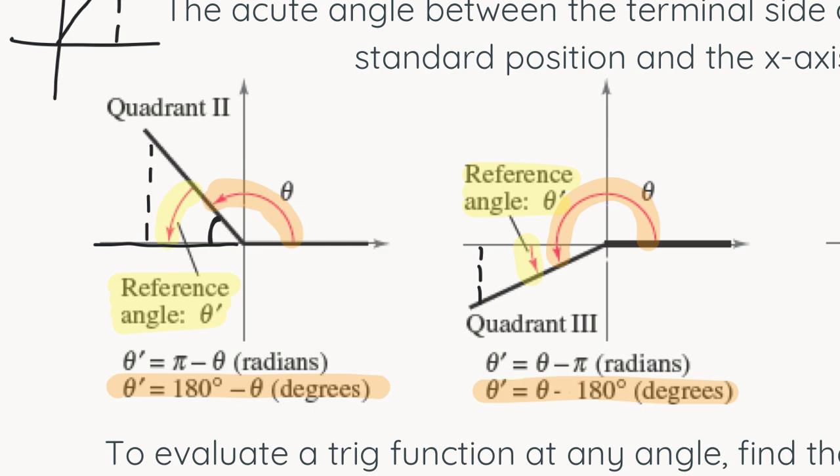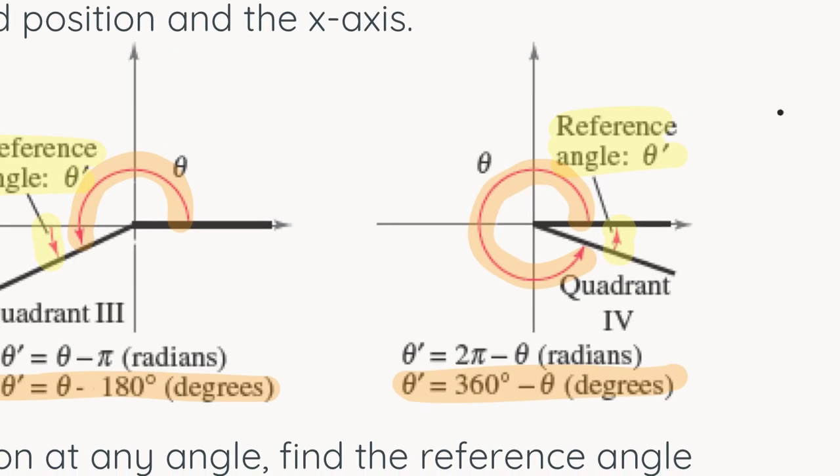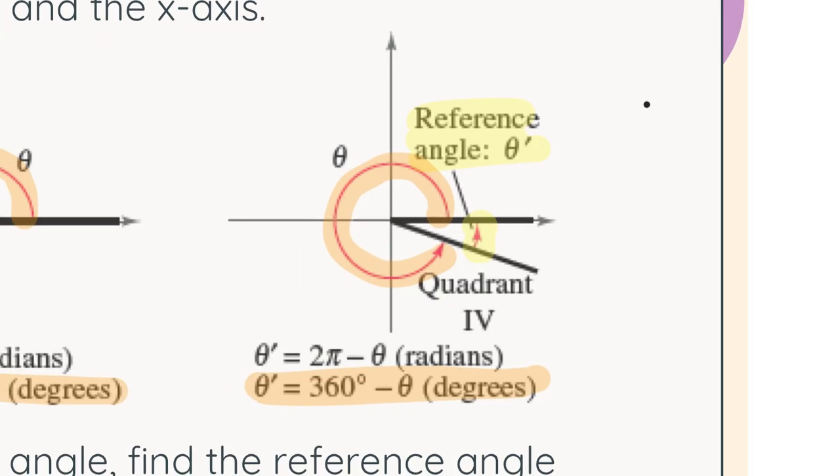Okay, looking at if it's in quadrant 3, you're going to take the angle and subtract 180 from it. So in this case, this is the angle they're giving me. I can't make a 90-degree angle from this, so I'm going to take the angle that's given, minus 180, and that's going to be my reference angle. And then same thing with quadrant 4. If it's all the way around, this is going to be my reference angle, and I'm subtracting it from 360.